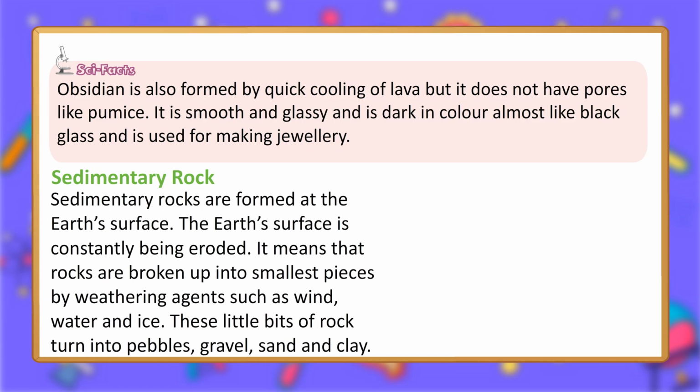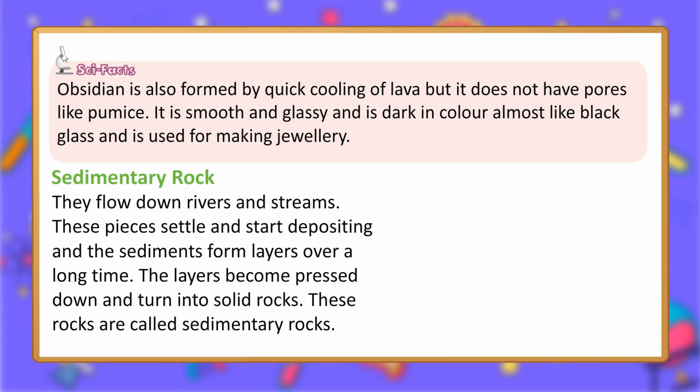Sedimentary rock. Sedimentary rocks are formed at the Earth's surface. The Earth's surface is constantly being eroded. It means that rocks are broken up into smaller pieces by weathering agents such as wind, water and ice. These little bits of rock turn into pebbles, gravel, sand and clay. They flow down rivers and streams. These pieces settle and start depositing, and the sediments form layers over a long time. The layers become pressed down and turn into solid rocks.